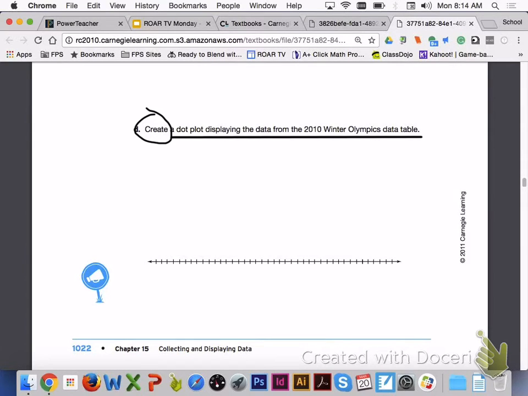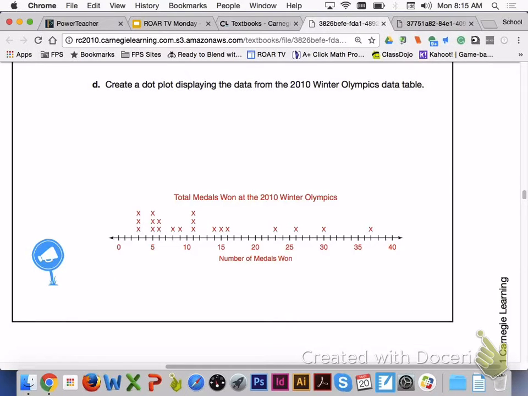Please complete letter D with your group members. Here is what your dot plot should look like for letter D. Remember, we need to make sure that we have a title. We need to make sure that we have our number line labeled. We need to make sure that we have correct intervals on the number line, and we need to make sure that we have the correct number of X's over each number, in this case representing the number of medals won.